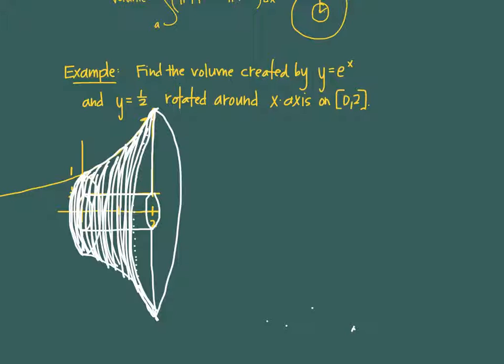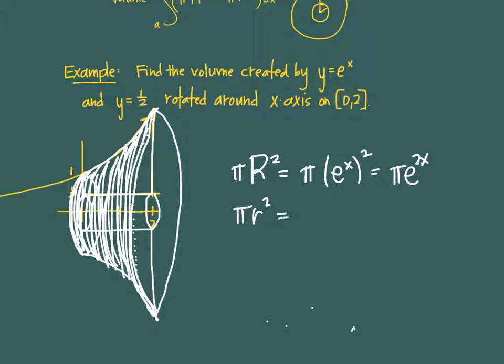Well, that's the visual. You're not going to be graded on your pictures, but you will be graded on how you set up your integral. So we need to set up what our pi big R squared is. Our big R is formed by the outer edge, which was e to the x. So that'll be e to the x quantity squared, or pi times e to the 2x, another way of saying that. Our pi little r squared would be formed by pi times the half, which is the lower bound, or 1/4 pi.